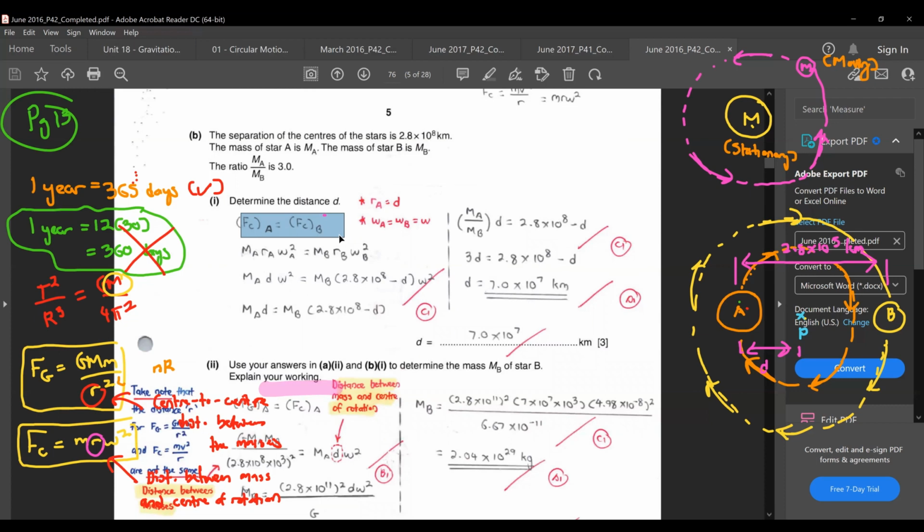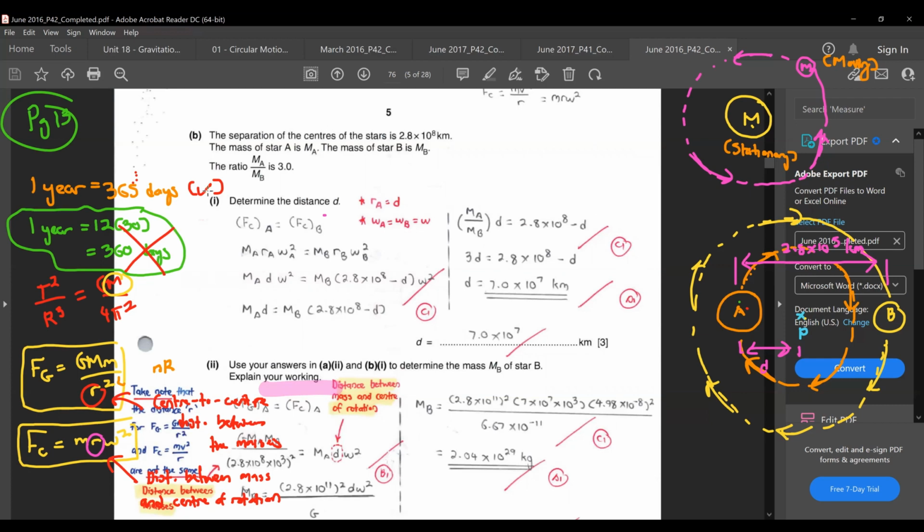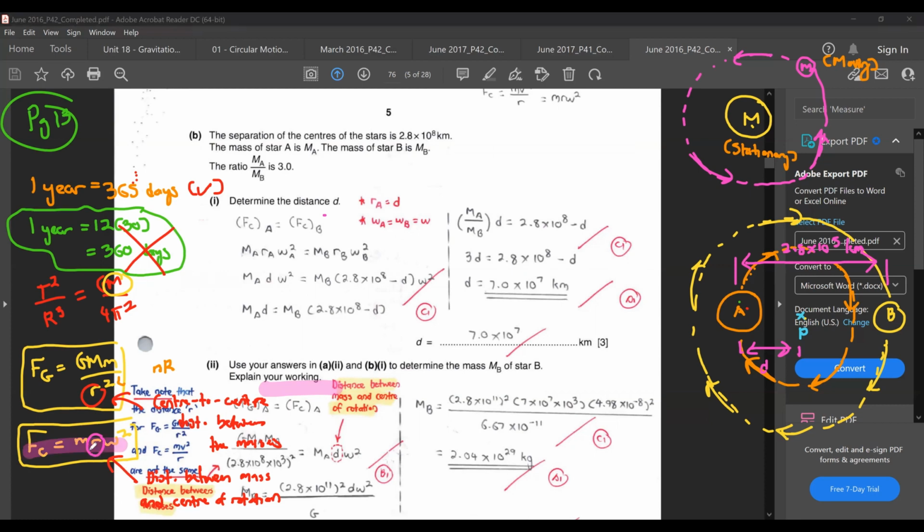So in your case, if you're talking about centripetal force of A equals centripetal force of B, we know that centripetal force is m r omega squared. Remember I mentioned that r is the distance between the mass and the center of rotation. In your case, the centripetal force for A will be mass of A multiplied by distance D. You see, distance D is actually the distance between mass A and the center of rotation.